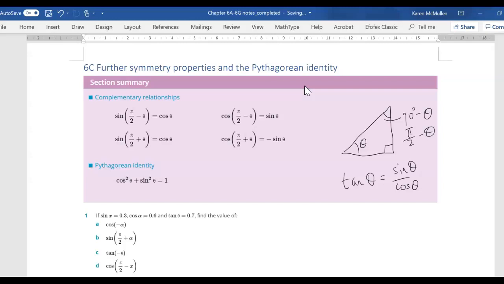Now, if we do have tan, usually we use the Pythagorean identity. So cos squared theta plus sine squared theta equals 1. And that comes from Pythagoras' theorem, a squared plus b squared equals c squared. When we're dealing with the unit circle, remember that we work with a radius of 1. So that's why it is equal to 1. So we have cos squared theta plus sine squared theta, just using Pythagoras' theorem and the relationship between your angles.